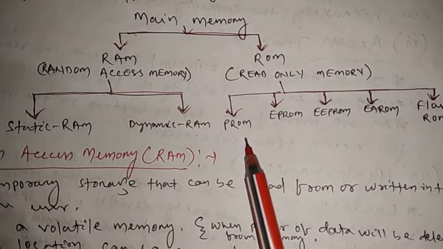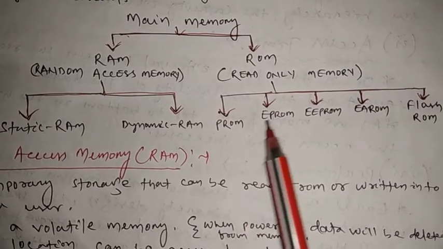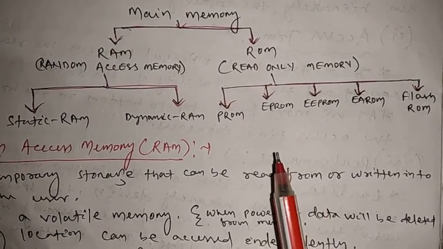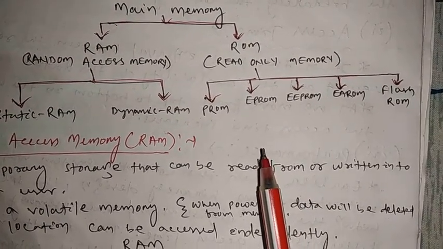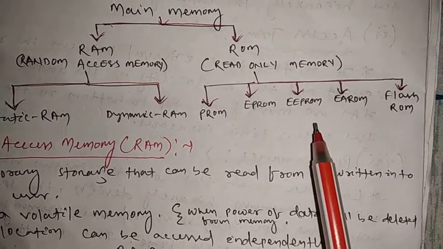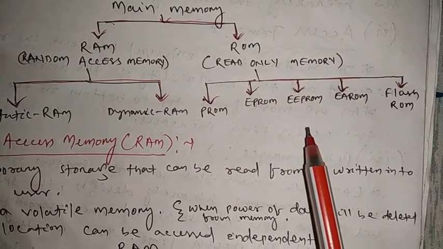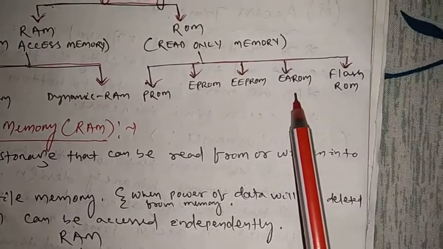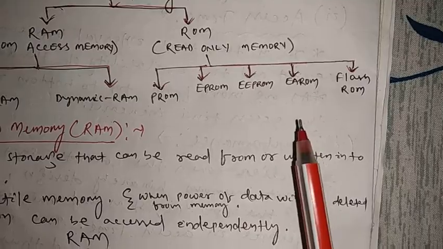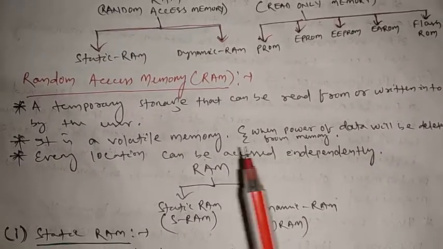Okay, PROM is programmable read only memory. EPROM is called erasable programmable read only memory. And EEPROM is called electrically erasable PROM. And EAROM is called electrically alterable PROM. Okay.